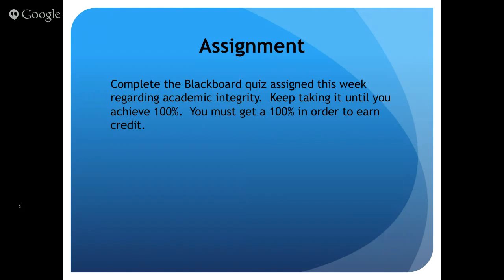Bien. So those are a couple light-sided perspectives on the miscommunication that can happen when good communication doesn't happen in another language. So the next step, amigos, is to wrap up with this topic and move on and start focusing on the content of our Spanish again. But you need to complete the Blackboard quiz that's been assigned this week regarding academic integrity. Keep taking it until you achieve 100%. You have to get 100% in order to get credit on this assignment.